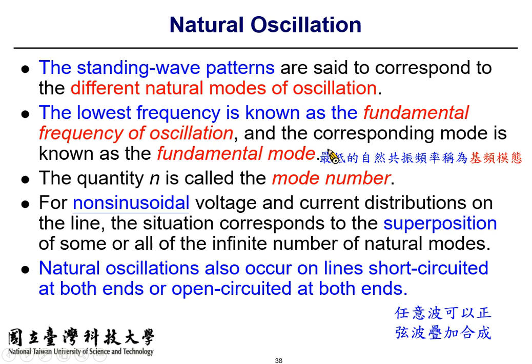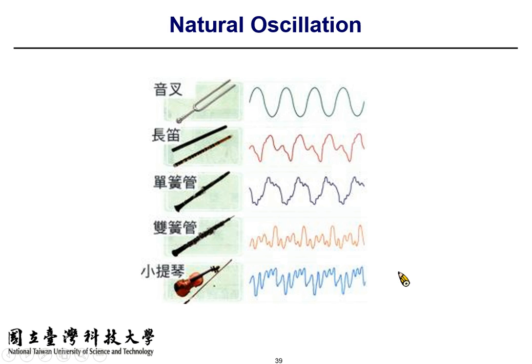Natural oscillation also occurs on a line that is short circuited on both ends or open circuited on both ends. The very last sentence introduces the other kind of natural oscillation that I have drawn on the blackboard.